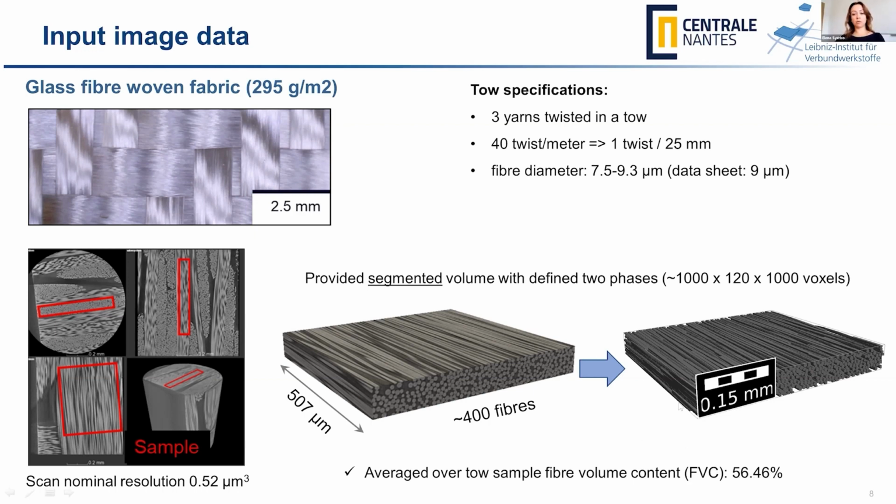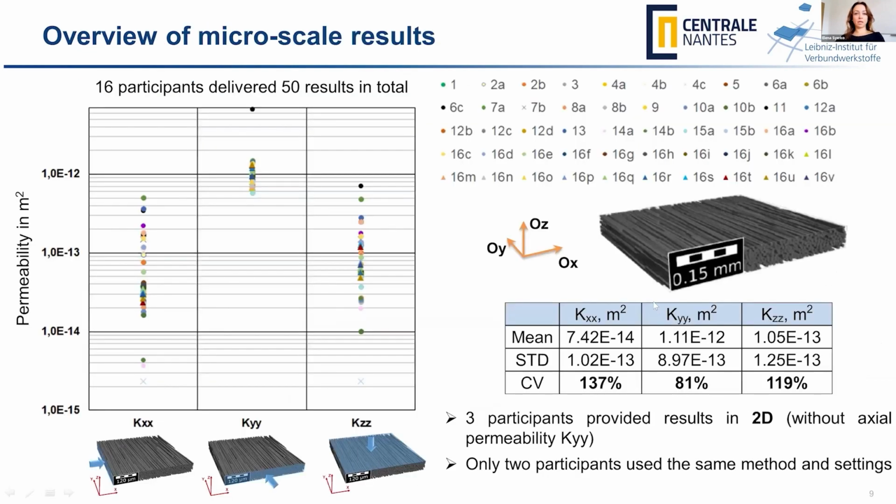Why am I talking about the fiber volume fraction? Because it's a very important parameter that influences the values of permeability, and we will come back to it later. So here you can see the general overview of all the provided results: kx, ky, and kz. Basically two in-plane values, kx and ky, and the through-the-thickness value, kz, of course.